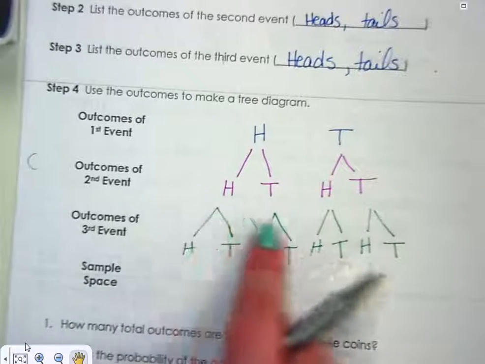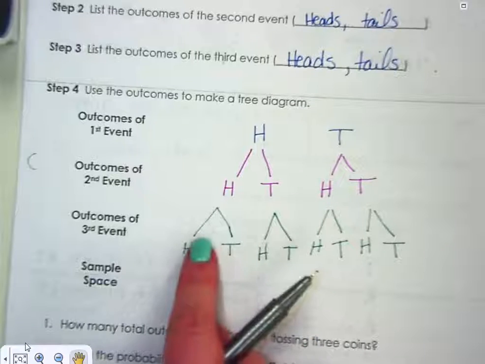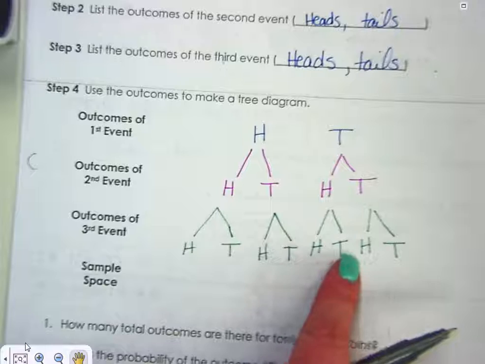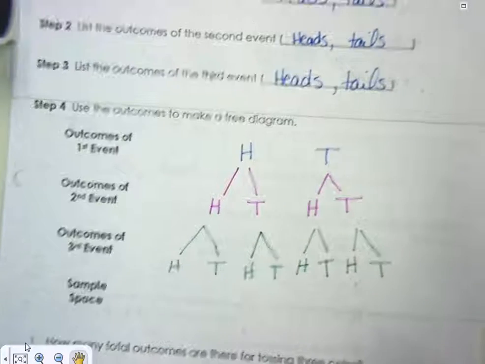So, how many different outcomes were there? 1, 2, 3, 4, 5, 6, 7, 8.